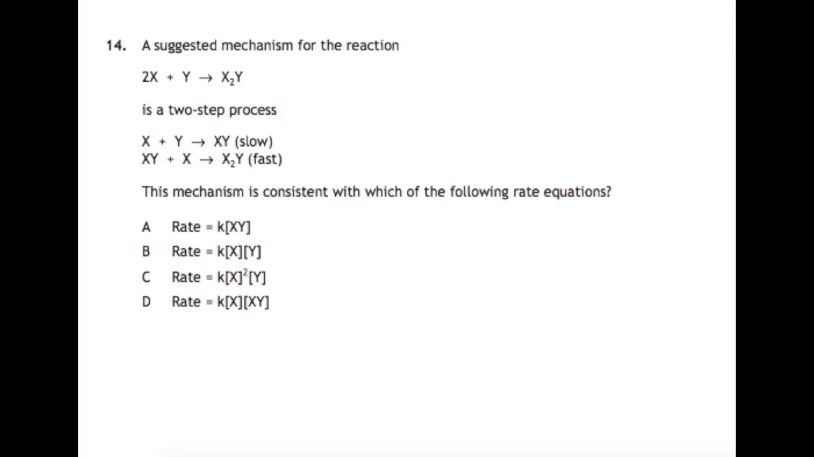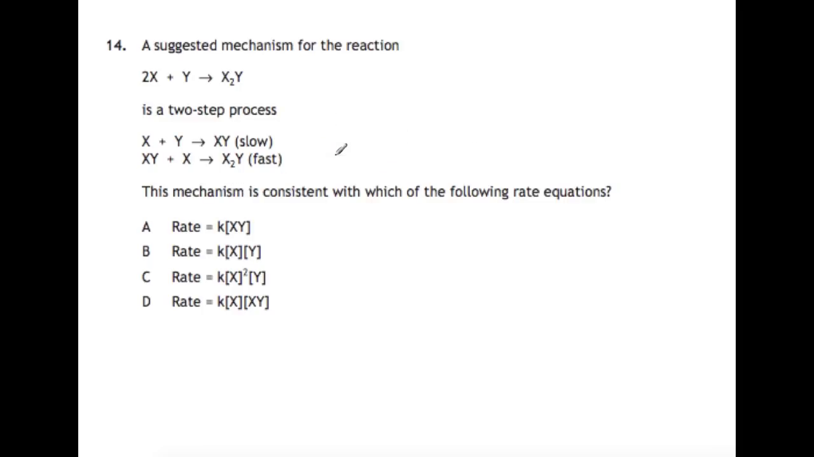So here we have a mechanism, so your overall reaction is 2X plus Y to give you X2Y. And it's a two-step process. The first step here is X plus Y to give you XY as an intermediate, and that's a slow step. And then the second step, XY reacts with the second mole of X to give you the final product, and that's a fast step. So the mechanism is consistent with which of the following rate equations?